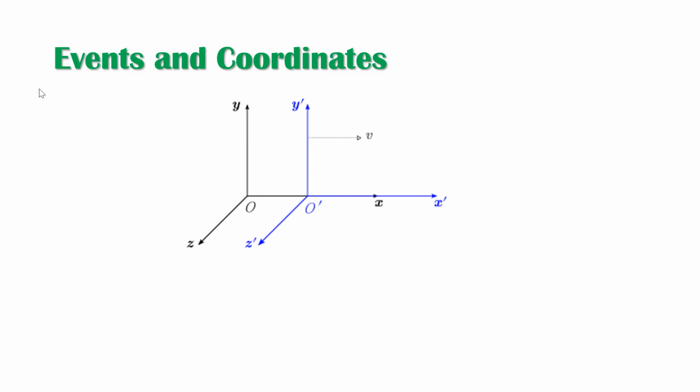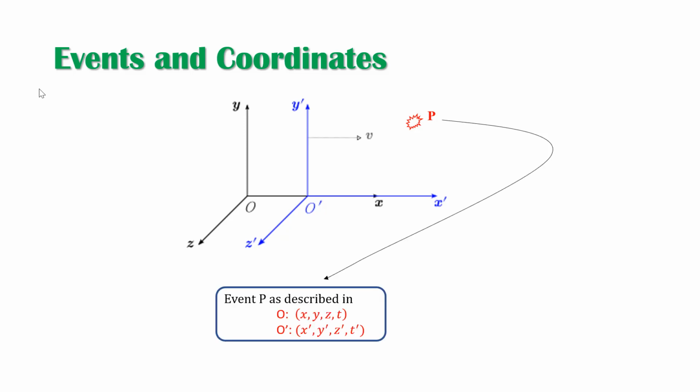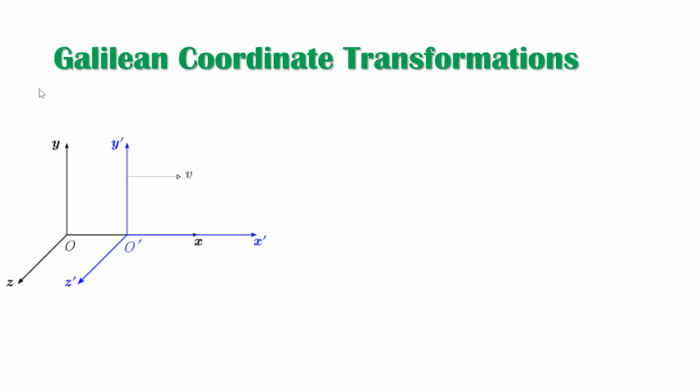Any given event, P, will have 8 numbers associated with it. The first is the coordinates assigned by O, which is x, y, z, t, and the coordinates assigned by O prime, which is x prime, y prime, z prime, and t prime. Now the relationships between these coordinates assigned by O and O prime for a particular event is obtained by examining the previous figure. From here, we can see that the observer O prime is moving at constant speed v with respect to the coordinates of observer O.